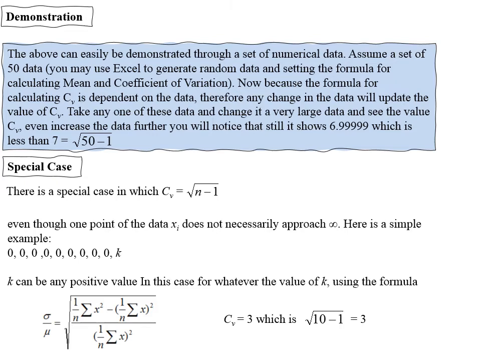For instance, if I assume that all the elements of this data are 0 except one, which is k, okay? We will notice that, in this case, which is a very special case, one data element approaches infinity. Then if you work out the standard deviation and the mean, and calculate accordingly, you will get exactly, for example, 3. And this 3 is equal to the square root of 10 minus 1, which is 3. This is quite interesting.